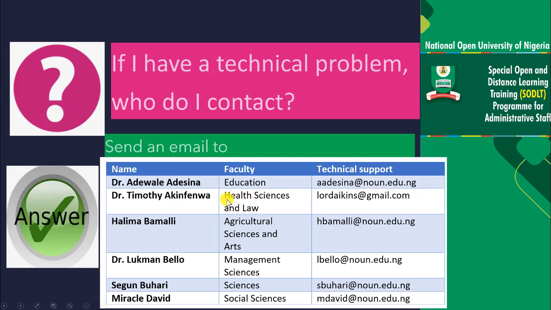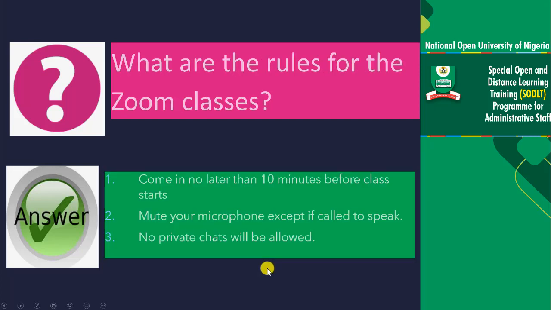Dr. Timothy Akefenwa: all of you in health sciences, all of you in law, this is the email ID, reach him. Halima Bamali will take care of all the agricultural sciences and arts staff. That's her email ID. Dr. Lukman Bello, for the main sciences, that's his email ID. Shegun Buhari, all of those who had a first degree in science and are fitting well with sciences, will be handling your technical issues, and this is the email ID. For social sciences, Miracle David will perform miracles on all your requests. This is the email ID.